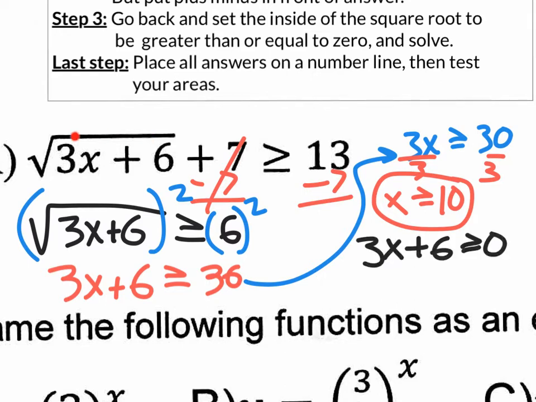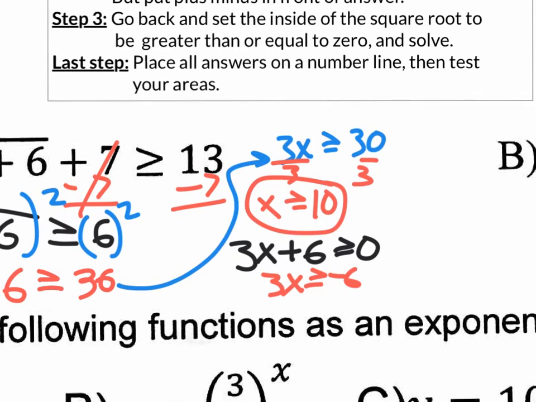So if I take this and write it right here, and I set it greater than or equal to 0, even if this were a less than or equal to 0, it still has to be greater than or equal to 0, because we're talking about the inside of the square root value. So anyways, if I subtract 6 on both sides, I get 3x is greater than or equal to negative 6. And if I divide by 3, my answer would be x is greater than or equal to negative 2, because negative 6 divided by 3 would be negative 2. So we have these two answers right here.